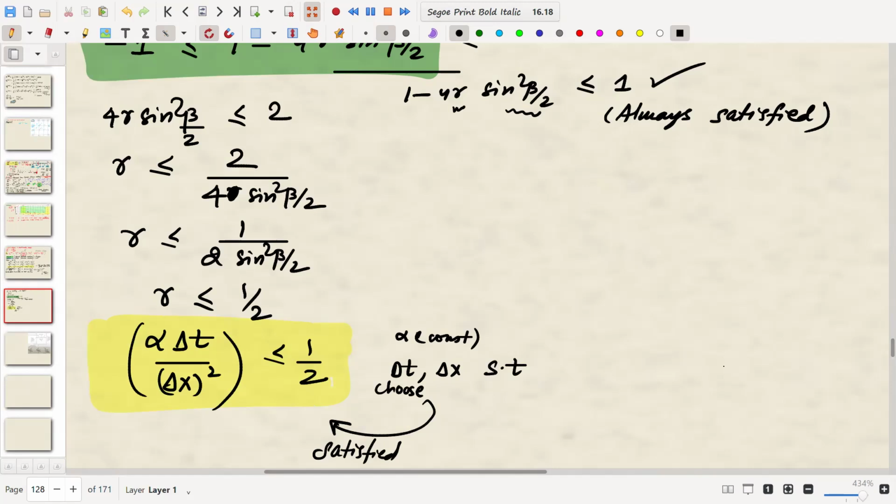You understood this idea? If you make delta x very small, then 1 by delta x squared gets very big, and there are chances that it will cross 1 by 2. Alpha is constant. So you have control over delta x and delta t. You have to change them in such a way that you stay between 0 and 1 by 2. If it is above that, your scheme is unstable. This is very important.